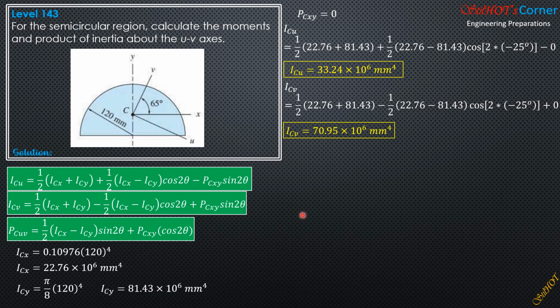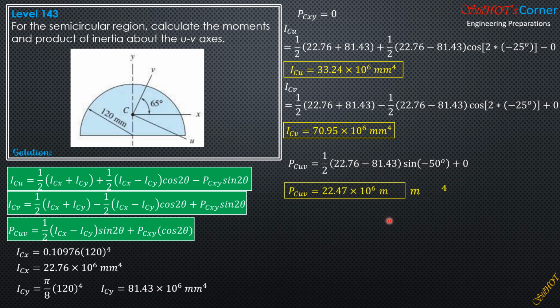Then the product of inertia P sub Cuv is equal to 1/2 quantity I sub Cx minus I sub Cy, sine of negative 50 degrees, then plus 0. So P sub Cuv is 1/2 of quantity 22.76 minus 81.43, sine of negative 50 degrees, times 10 to the 6. So P sub Cuv, the product of inertia with respect to the centroidal UV axis, is 22.47 times 10 to the 6 millimeters to the 4th.